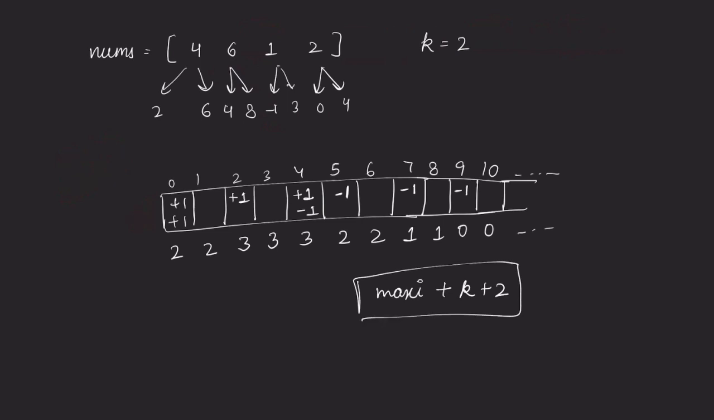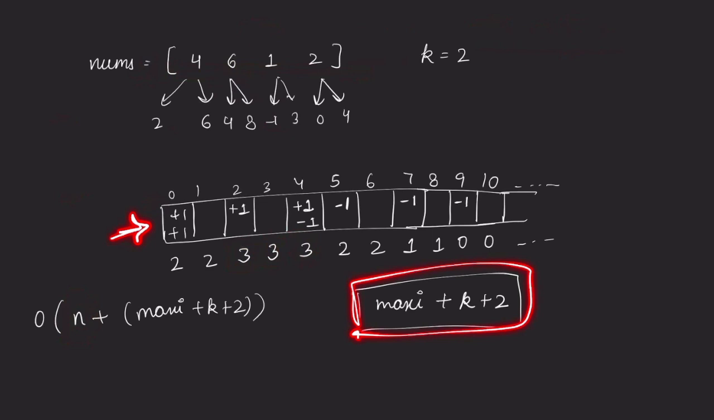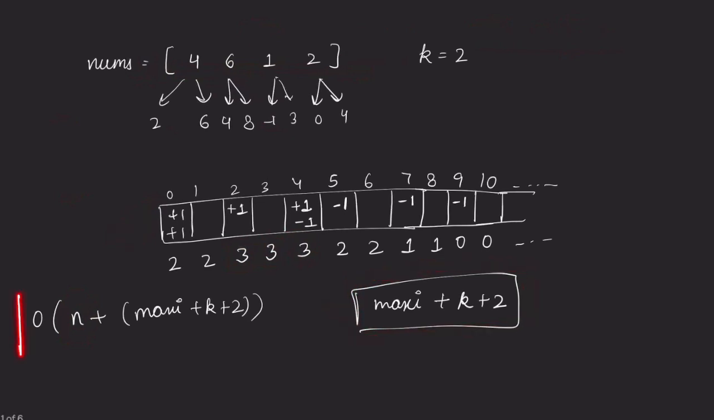So now what will be the time complexity here? It will be somewhere around order of n plus maxi plus k plus 2, right? Because first we will be running a loop for finding out the maximum value, which will take n time. Then we will run another for loop for updating our prefix sum array, which will take another n time. And then we will run a loop for this particular array for finding out the answer, and the length of this array is maxi plus k plus 2, so that particular loop will run this many times. So the time complexity of that approach will be this. And what will be the space complexity? It will be order of maxi plus k plus 2, right?